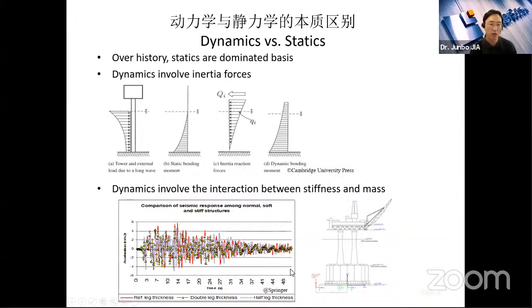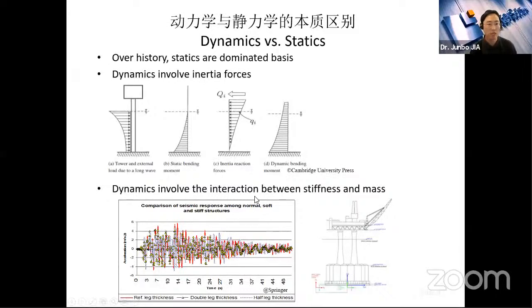We try to do a parametric study to vary the stiffness of the leg of the cantilever beam supporting the heavy topside structure. You will see we have a reference stiffness, which is noted by the red line. That's their response over time. And we have a less rigid stiffness for the cantilever beam. We call that half leg thickness. And then we have a double leg thickness, which is the most stiff structure we have with this triangle.